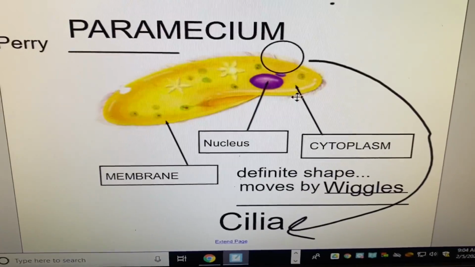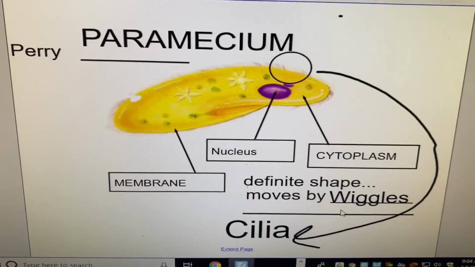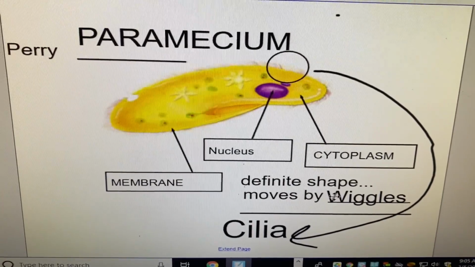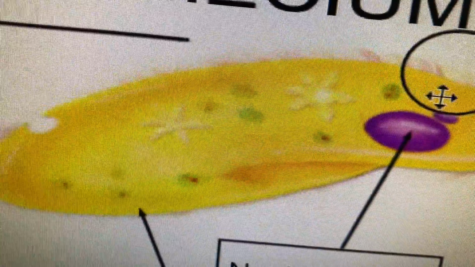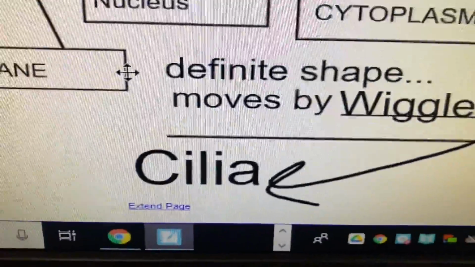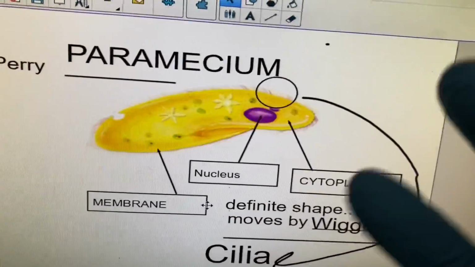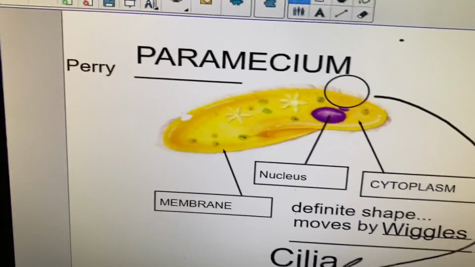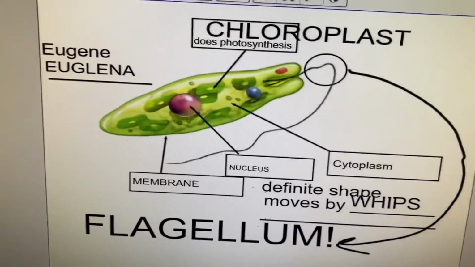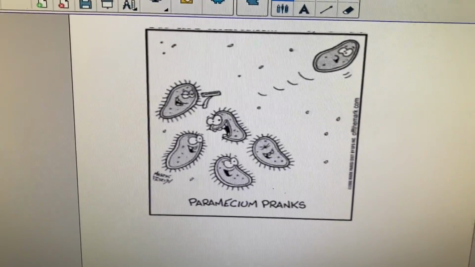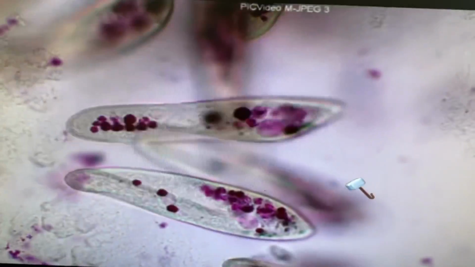But unlike Amy, Perry does not ooze. He wiggles. That's right, he wiggles. If you look closely at the outer part of his cell membrane, it's covered in these tiny little hairs we call cilia. And as the cilia wiggle, that pushes Perry the Paramecium through the environment. That's a cilia wiggle. That's Perry the Paramecium.